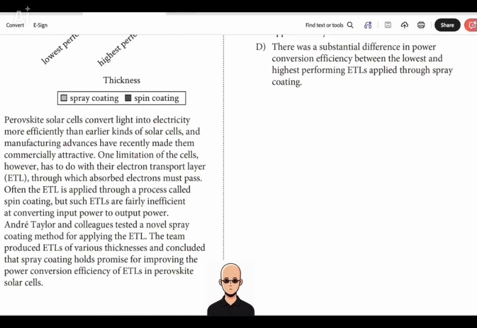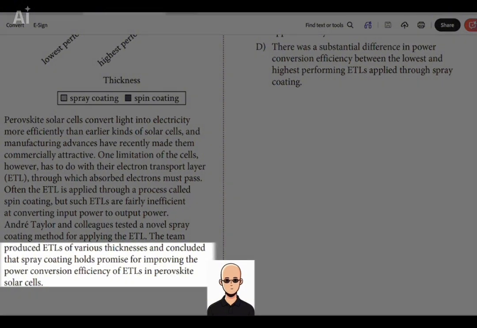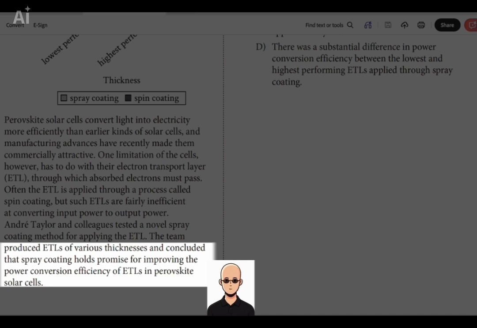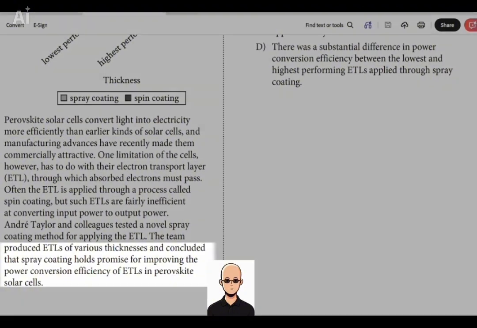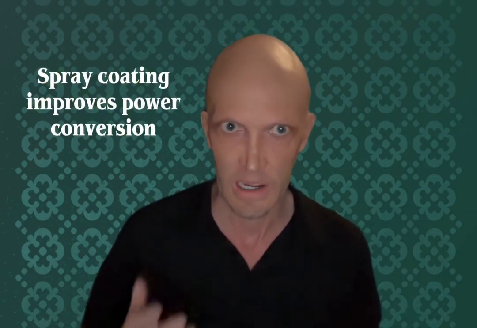Watch for claim verbs like argues, concluded, asserts, etc. Here we can find it at the end of the paragraph. The team concluded that spray coating holds promise for improving the power conversion efficacy of ETLs in perovskite solar cells. Let's try to summarize it more simply. Spray coating might improve power conversion in the solar cells.